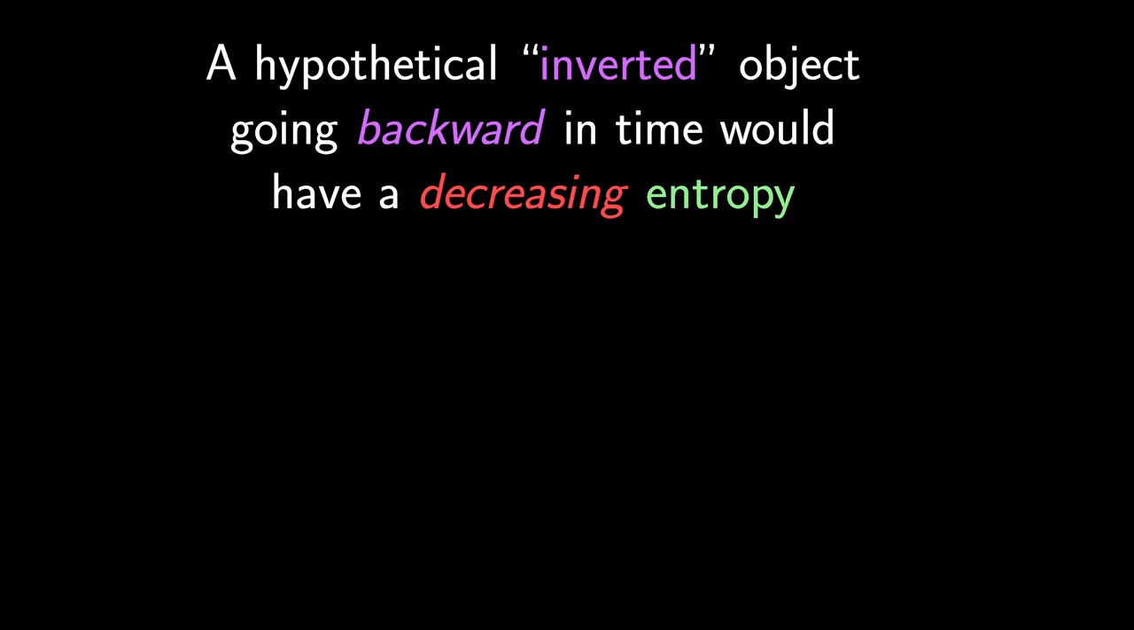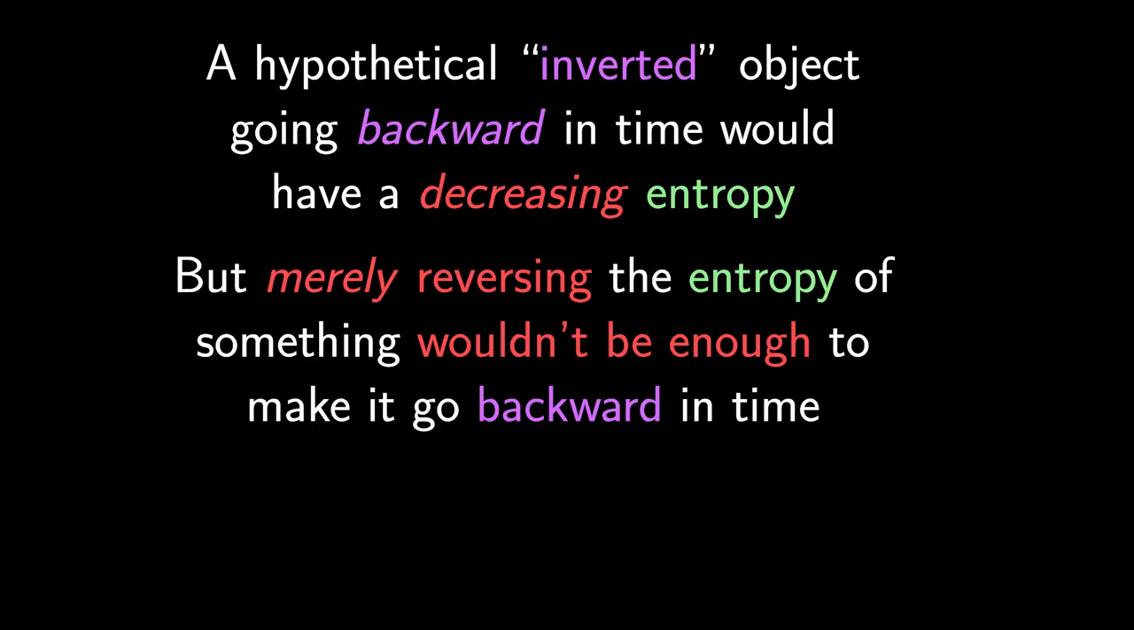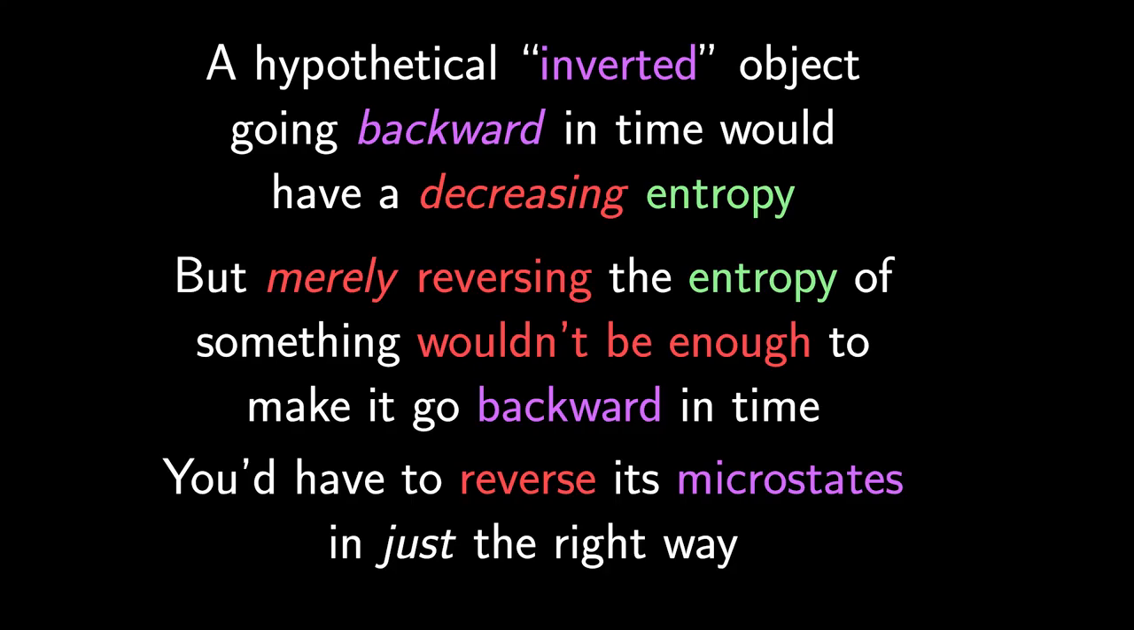Now, a hypothetical inverted object going backward in time would therefore have a decreasing entropy. That is, if it evolved in reverse, its entropy would have to go down. But merely reversing the entropy of the object is not enough to actually make it go backward in time. There are a lot of ways to reduce the entropy of something. You'd have to reverse its microstate development in exactly the right way to actually have it evolve backward in time. It's not enough just to lower its entropy.